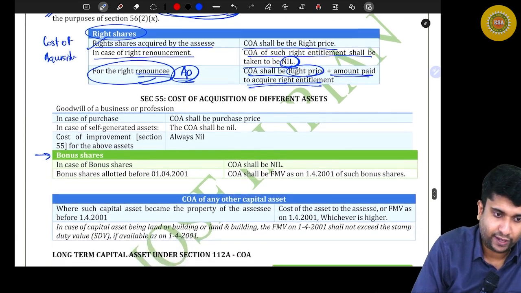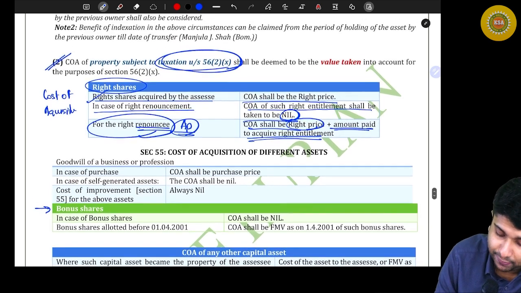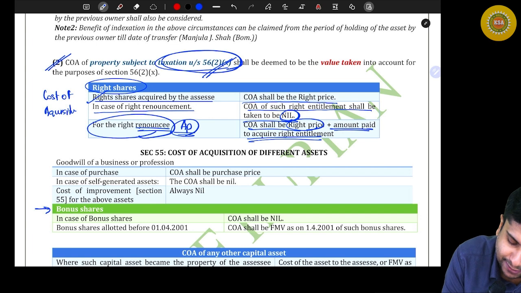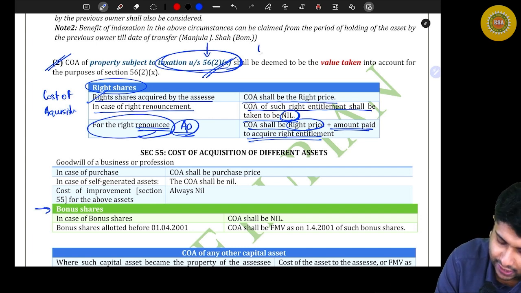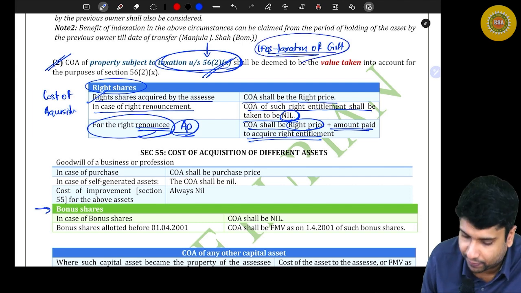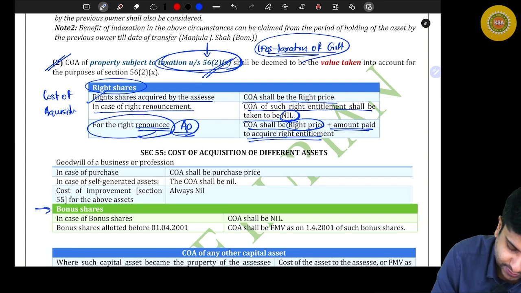So whenever there is a transfer and that transfer is taxable in the hands of a recipient, then you have to make use of that taxable value as the cost of acquisition on its subsequent transfer. This you will understand after completing taxation of gift. That is the next thing we are about to discuss soon after finishing capital gains. After completing that, you will understand what exactly this note is.